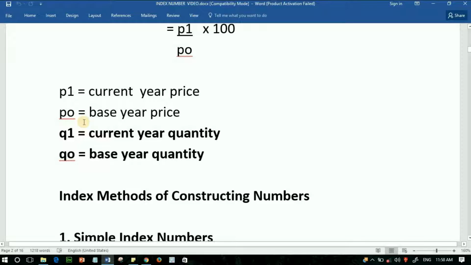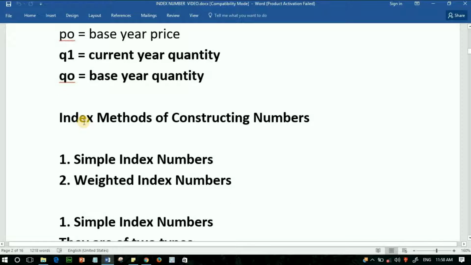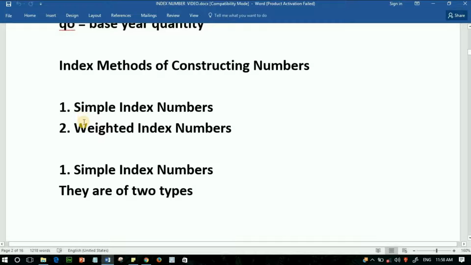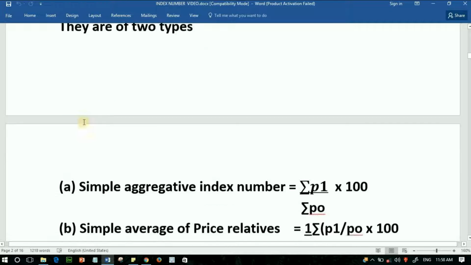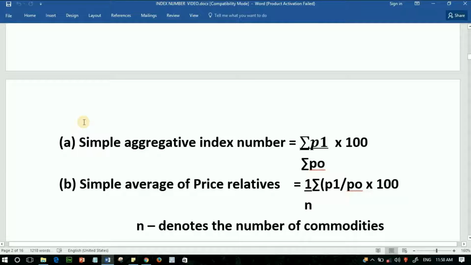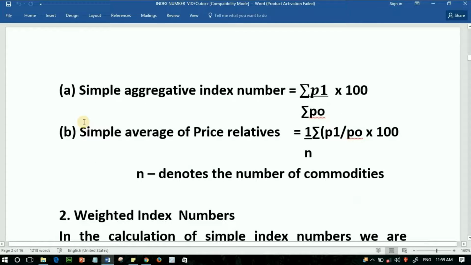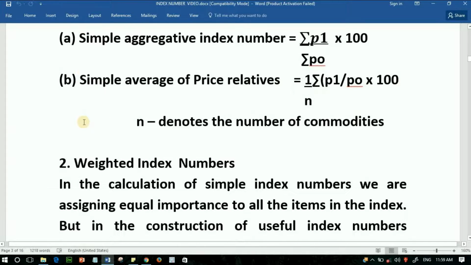What are the methods of constructing index numbers? Broadly, we classify the methods into 1. simple index numbers and 2. weighted index numbers. Simple index numbers are again of 2 types. One is the simple aggregative index number, the formula is sigma P1 divided by sigma P0 into 100. Second is the simple average of price relatives, 1 by n into sigma P1 by P0 into 100, where n denotes the number of commodities.